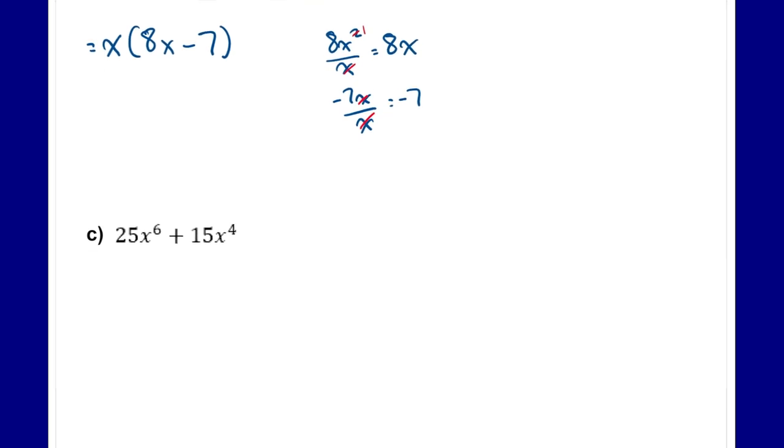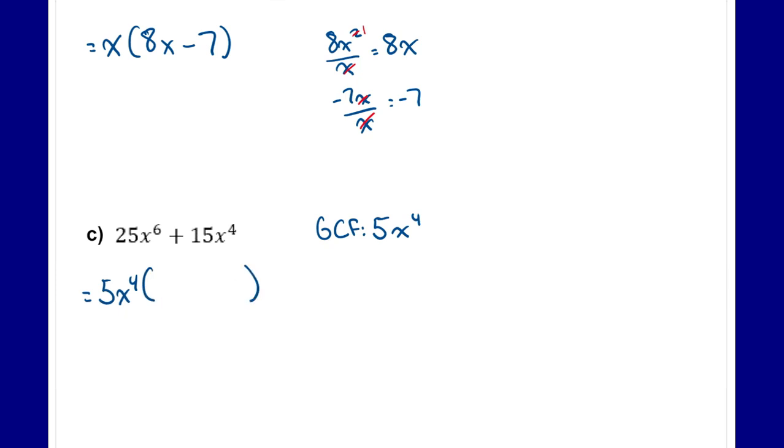C, again, similar idea. Let's look at the coefficients for the greatest common factor. In this case, the coefficients are 25 and 15, so I can factor out a value of 5. 5 is the greatest factor that goes into both 25 and 15. Both terms do have an x as well, so I can take out a factor of x, and because they both have exponents, I want to look for the smallest exponent, which is 4, and that is the most x's I can take out. So that means 5x to the power of 4 is my greatest common factor. So that's going to go outside the brackets.